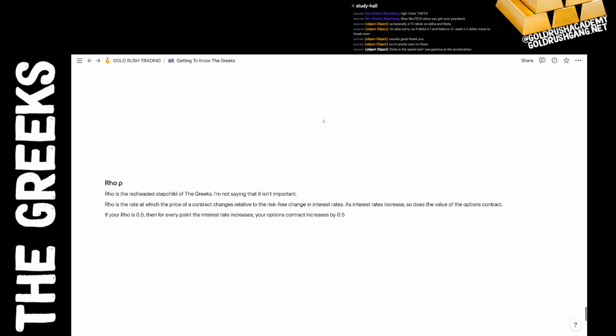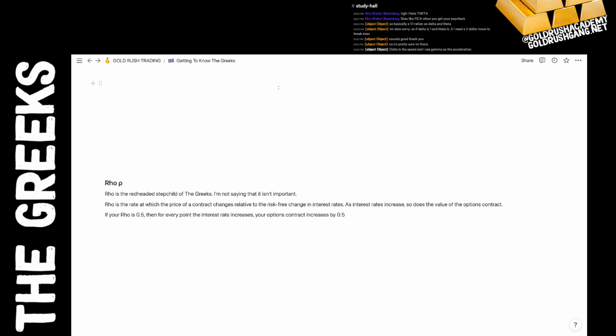The last major one is Rho. Rho's the redheaded stepchild of the Greeks. It's not that it's not important, but it's defined as the rate at which the price of a contract changes relative to the risk-free change in interest rates. As interest rates increase, so does the value of the options contract at the rate of Rho.